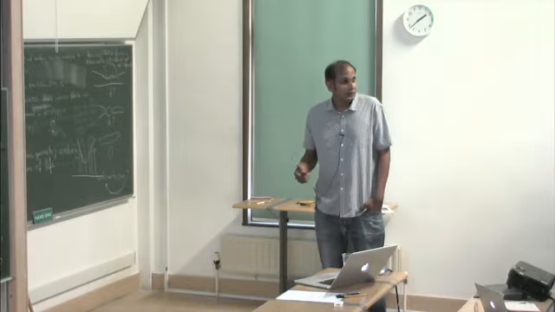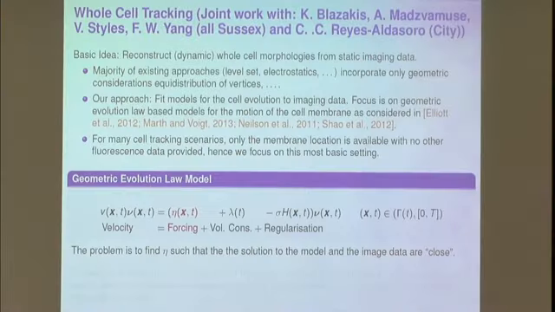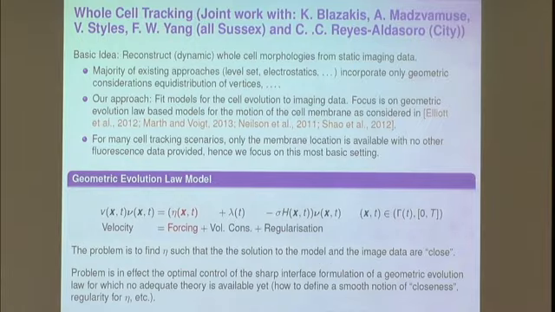So the problem I want to consider for most of this talk is to find a forcing such that the solution to this model equation and the experimental imaging data I have are close in some sense. And the reason I've put the inverted commas around "close" is that I'm not sure how best to define close if I formulate the problem like this.